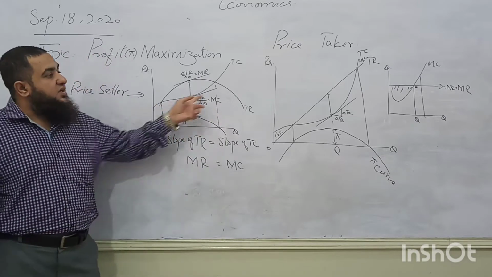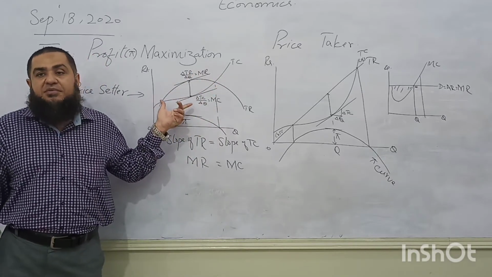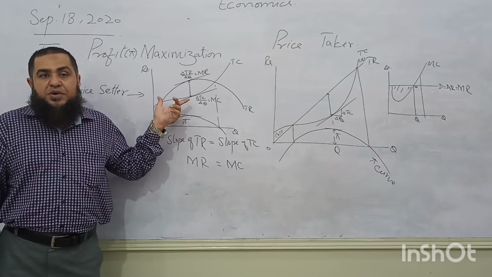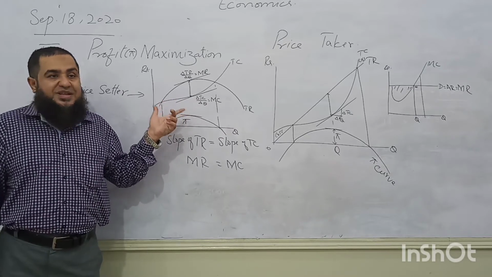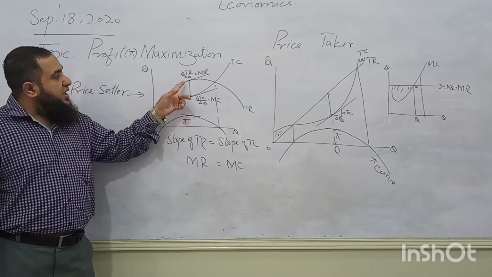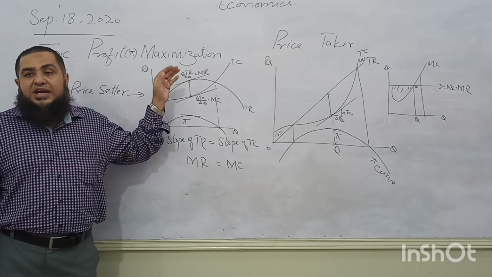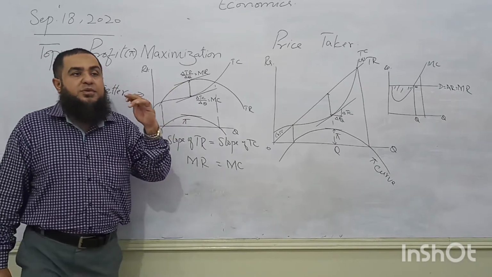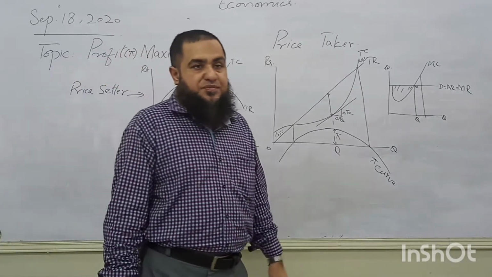Keep it in mind, this cost of production includes both fixed and variable costs. The profit maximizing level of output will be that where the marginal revenue equals marginal cost, or the gap between total revenue and total cost will be maximized at that level of output.